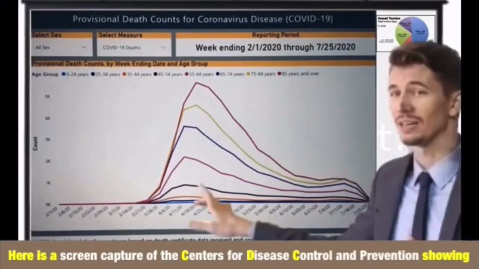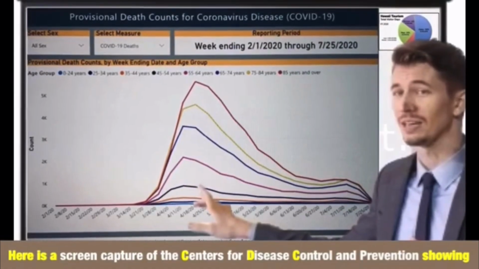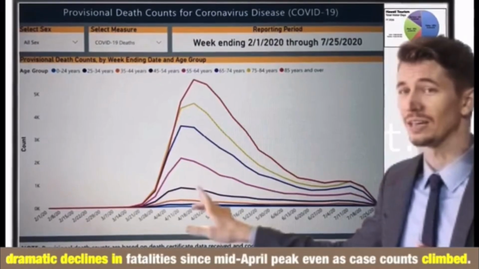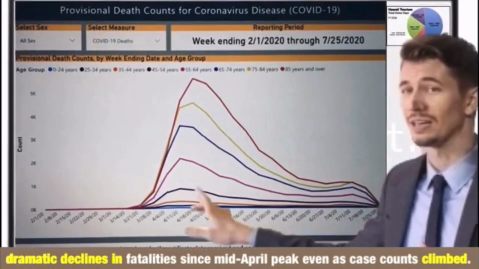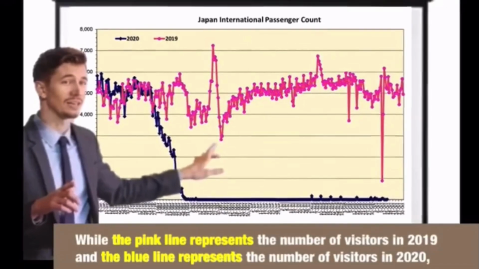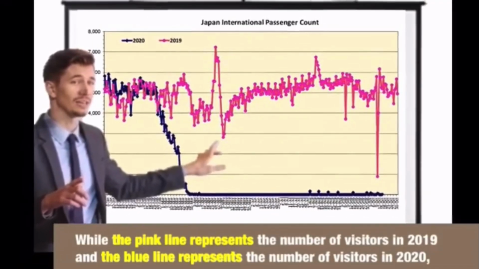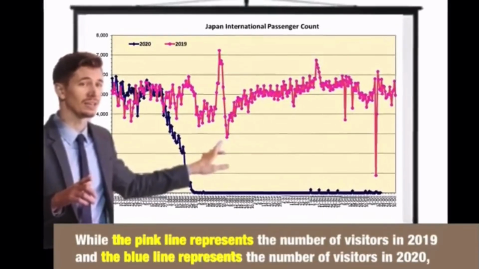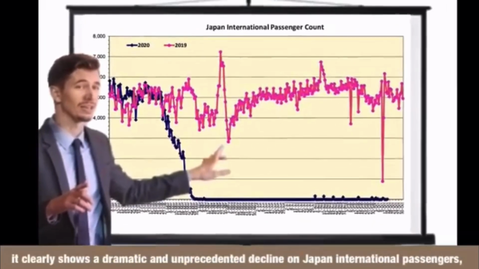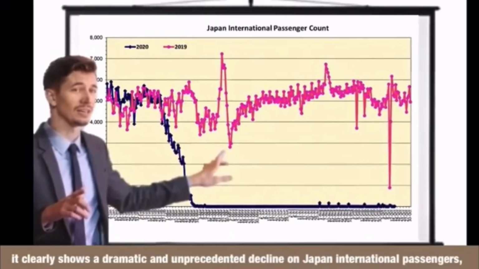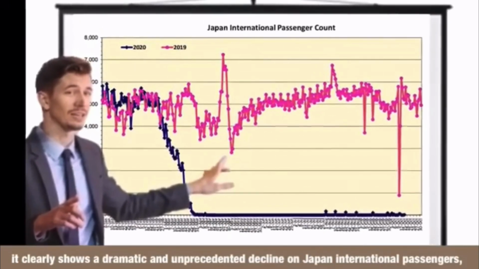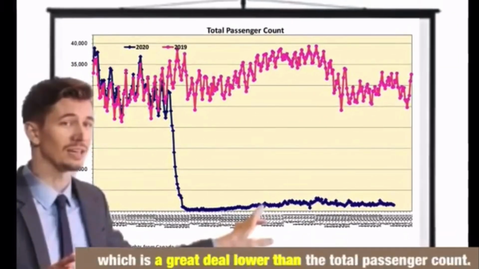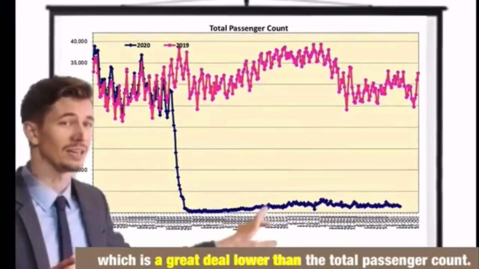Here is a screen capture of the Centers for Disease Control and Prevention showing dramatic declines in fatalities since the mid-April peak, even as case counts climbed. The pink line represents the number of visitors in 2019, and the blue line represents the number of visitors in 2020. It clearly shows a dramatic and unprecedented decline in Japan international passengers, which is a great deal lower than the total passenger count.